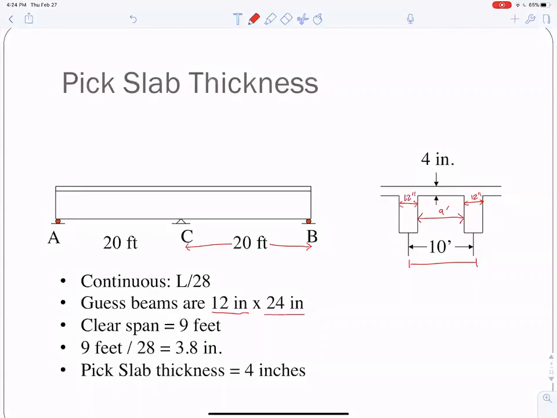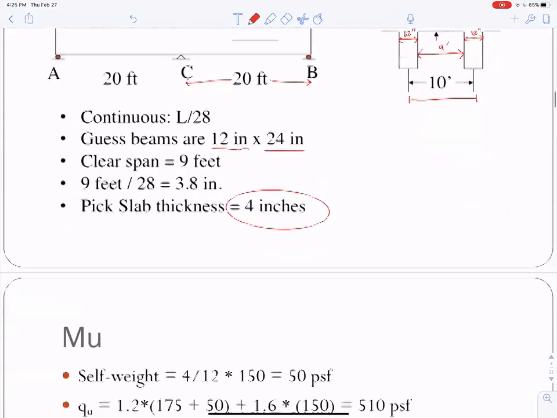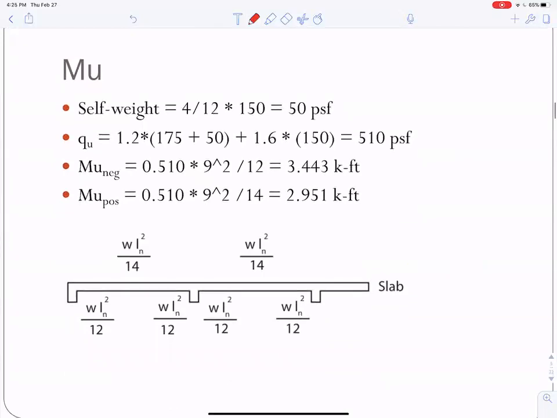Ln is 9 feet. And the minimum thickness I'm going to use is L/28. So 9 feet divided by 28 is 3.8 inches. And I'm going to pick a slab thickness of 4 inches right here. Now that we have the slab thickness, we can calculate its self-weight. It's 4/12 of a foot deep, or 1/3 of a foot, and 1/3 of 150 pounds per cubic foot. The unit weight of reinforced concrete is 50 PSF.